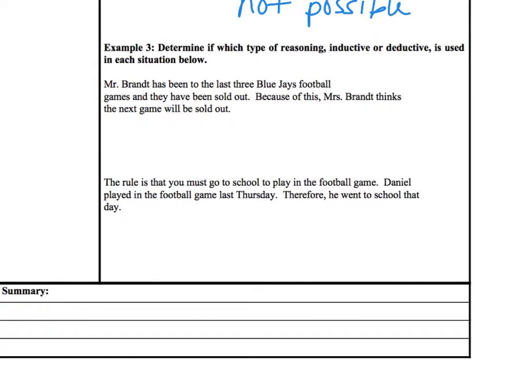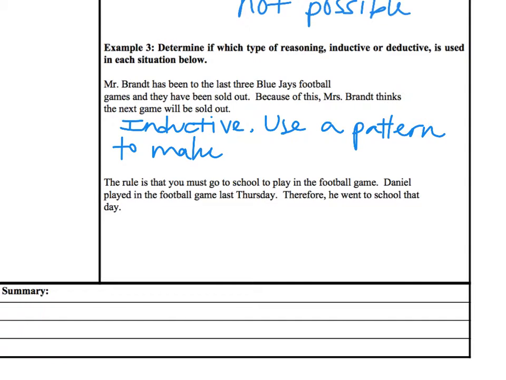Inductive uses patterns or examples to make an unproven conjecture. Deductive uses facts to make a conclusion that you can prove. So Mr. Brandt has been to the last 3 Blue Jays football games, and they have been sold out. Because of this, Mrs. Brandt thinks the next game will be sold out. This is inductive. Basically, you're using a pattern to make an unproven conjecture, because you can't prove it until it actually happens.